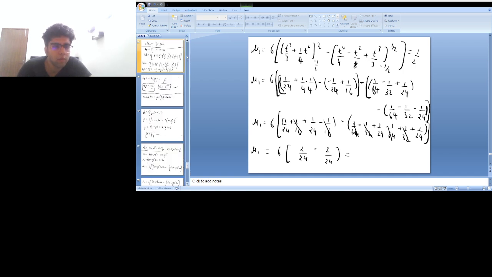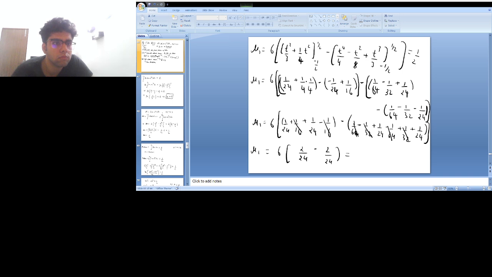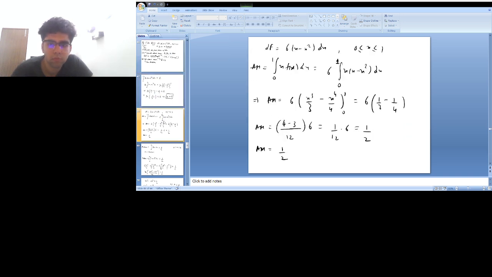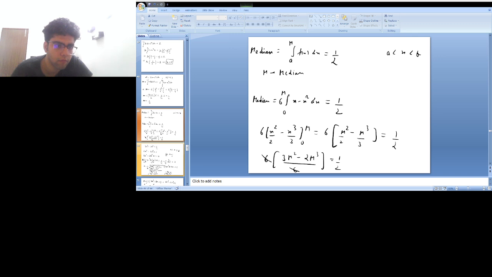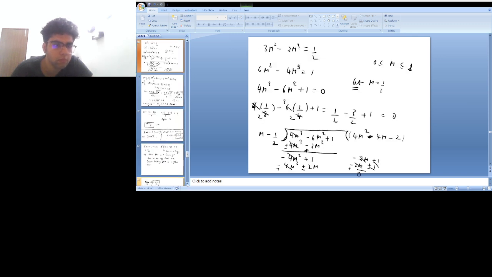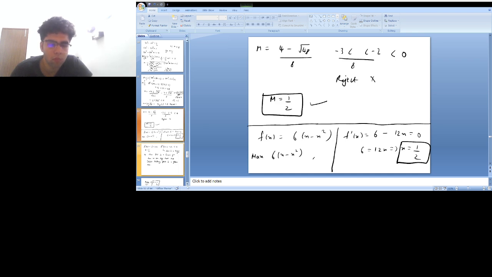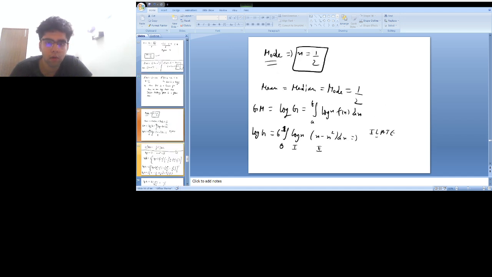What was my mean? Was my mean 0, or was it half? So my arithmetic mean was half. This should come out to be equal to half. Median. I guess I have made some error. I need to check it. What error did I make here?